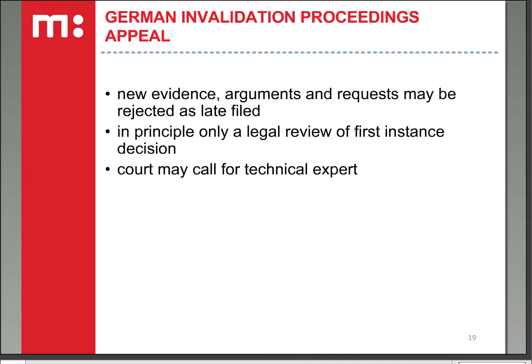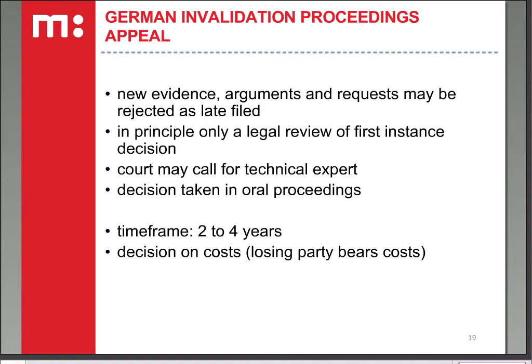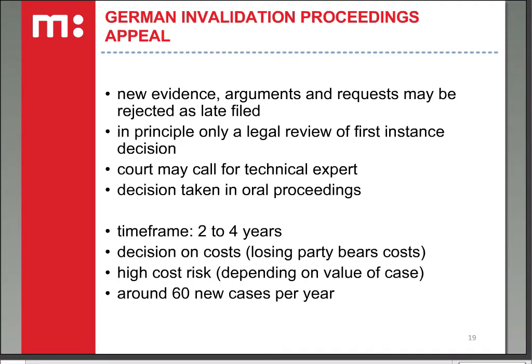The decision again is taken during oral proceedings, and the time frame again is 2 to 4 years. And again, we've got a decision on costs. The losing party bears the costs, and it's a high cost risk again, depending on the value of the case, and the costs are more expensive than in the first instance. There are at the moment around 60 new cases per year at the Federal German High Court, so it's not as many as in the first instance. And I think, of course, it's due to the cost risk, and many parties are happy with the first instance decision and don't want to put themselves in economic risks again.